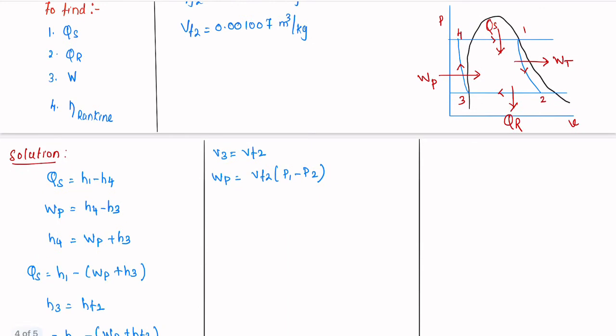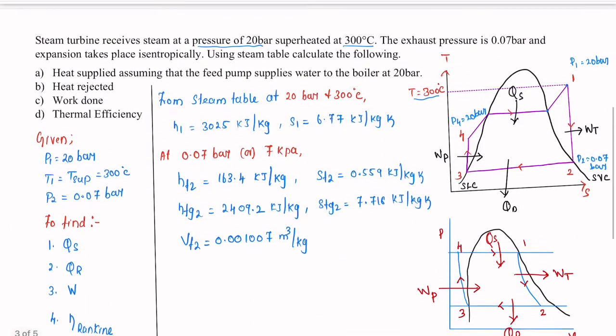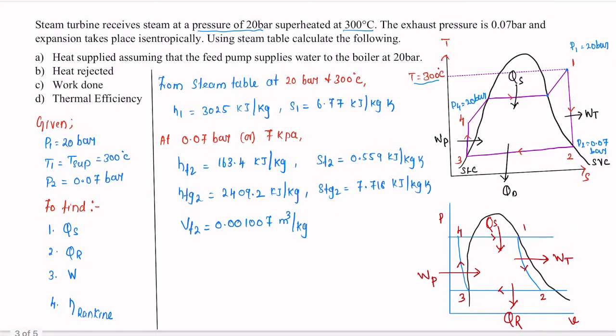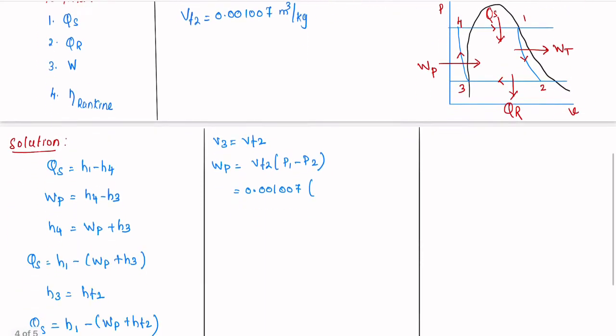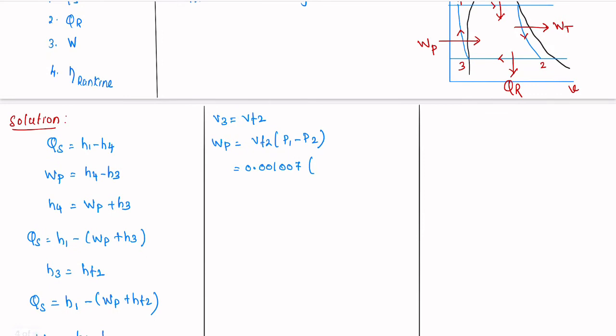By substituting this value, you get 0.001007 into the value of P1, the pressure at point 1, which is 20 bar, and the pressure at point 2, which is 0.07 bar. That is, the pressures P1 and P2 are given as 20 bar and 0.07 bar respectively. By substituting this value in Newton per meter square, you will get 20 into 10 to the power of 5 minus 0.07 into 10 to the power of 5.